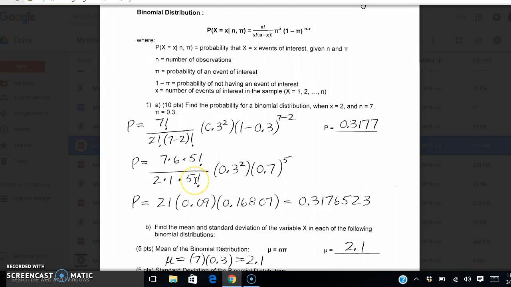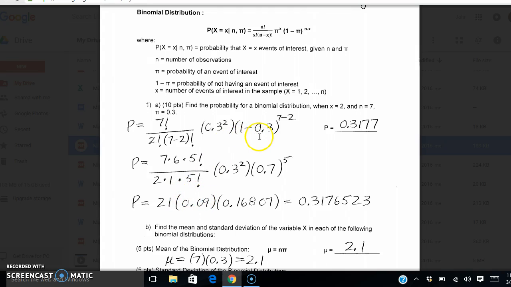Both of those are going to cancel each other, and I'm left with 7 times 6, which is 42 on top, and 2 on the bottom. 42 divided by 2 gives me the 21 right here. So then in the second part of the formula, I have the pi, which is 0.3 to the exponent 2 right here. And you can see when I calculate that down in this part here, I have 0.09.